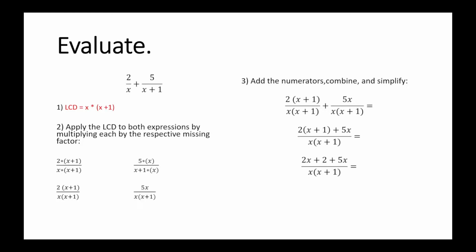And now we can combine like terms. 2x and 5x both have an x, so we can combine those, add them, and that will equal 7x, and we can carry down the plus 2. So our final answer in this case, our most simplified answer, will be 7x plus 2 divided by x times x plus 1.